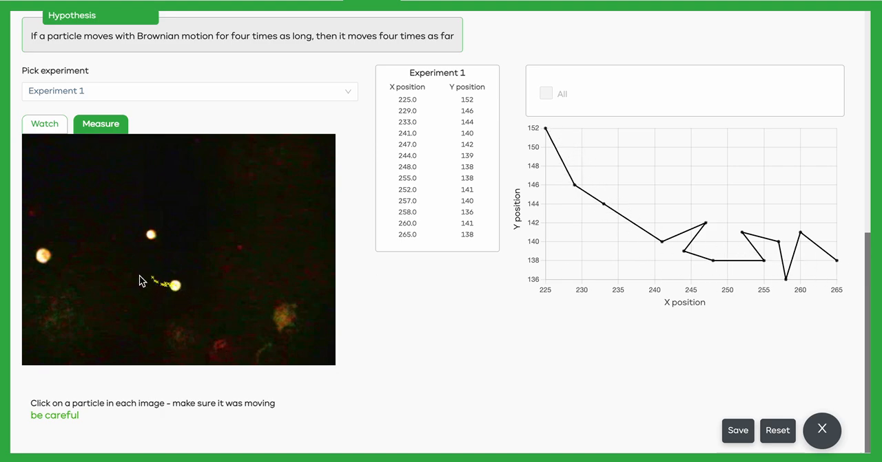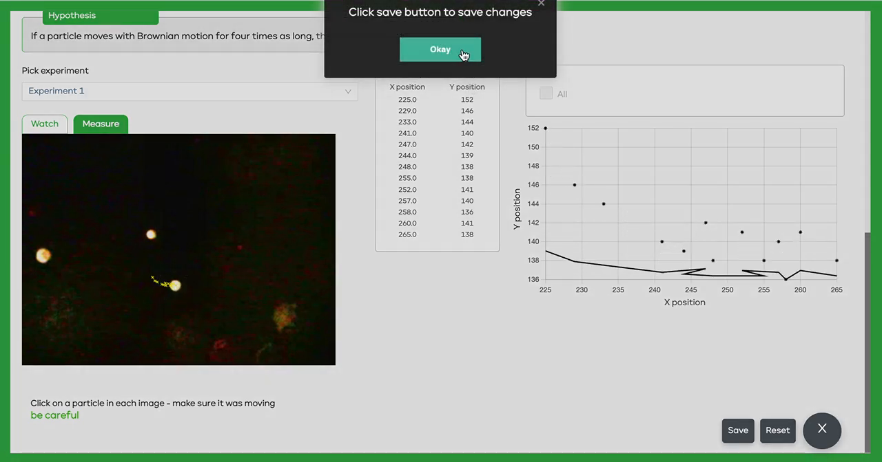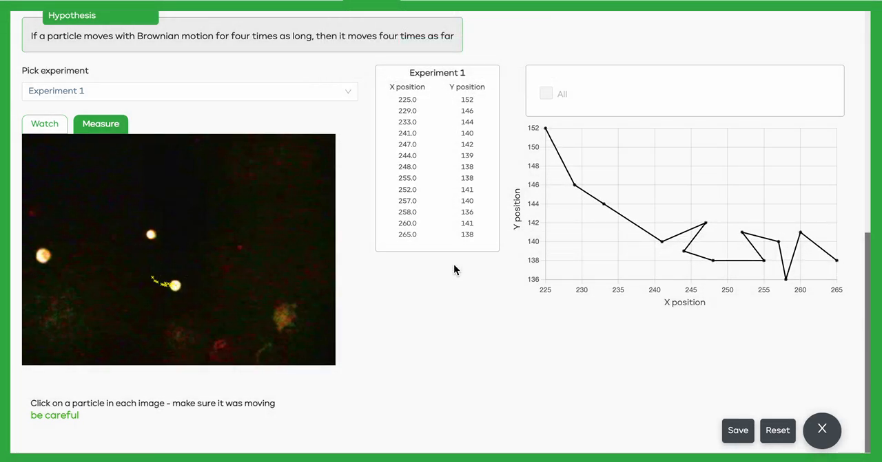So you can see my little clicks there. This is just a blown up version of my little clicks. So here the particle's wobbling around and moving in a funny way. And the idea is, how much did it move based on how much time went by. So you're going to try to figure that out.